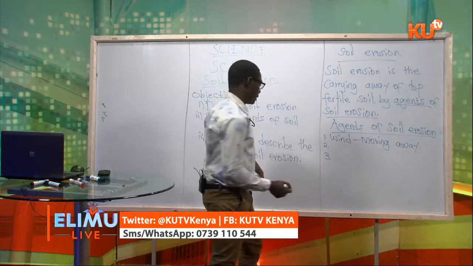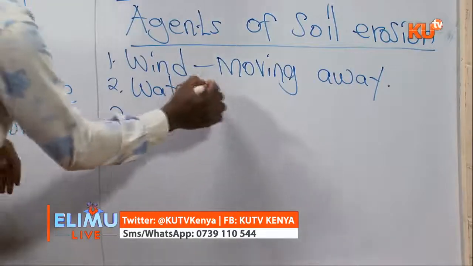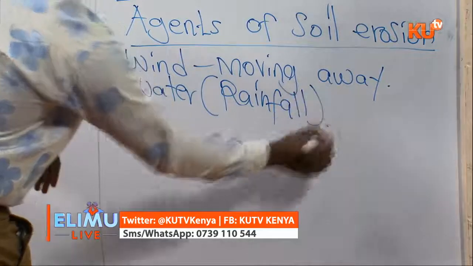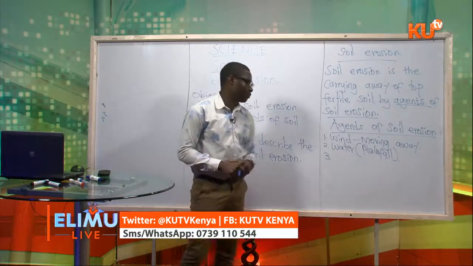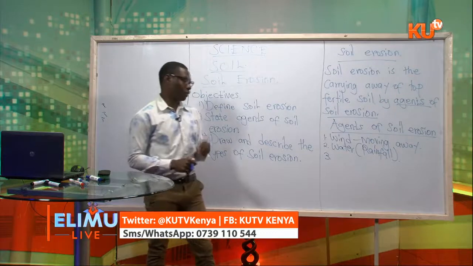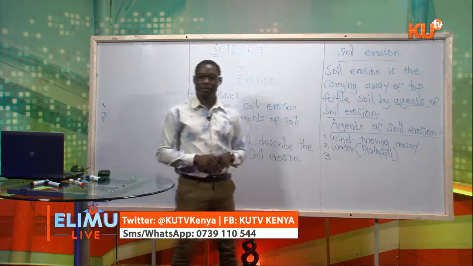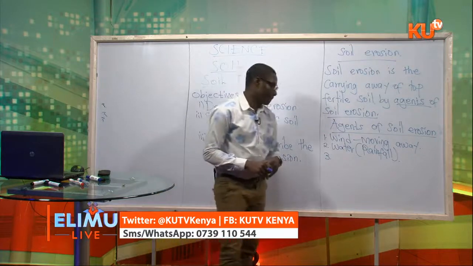We come to point number 2, which is water. So under water, we shall also include rainfall. So water can carry soil from one place to another in form of rainfall as it falls down or while the water is flowing downstream. So we start with rainfall.